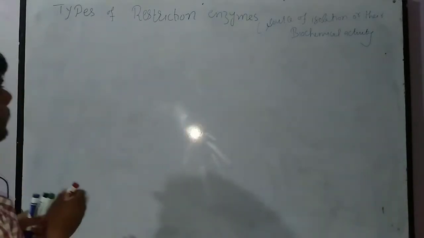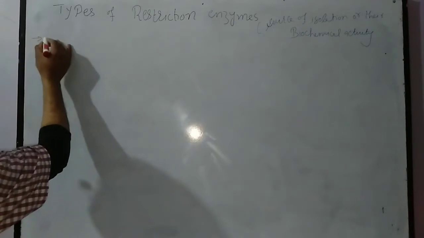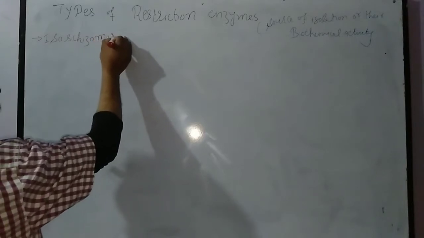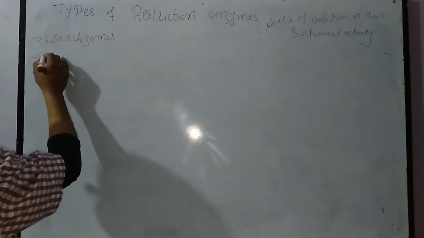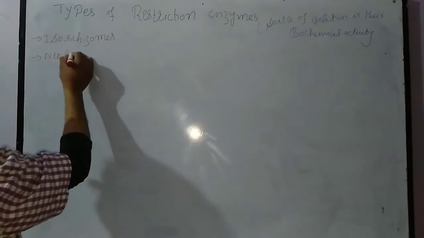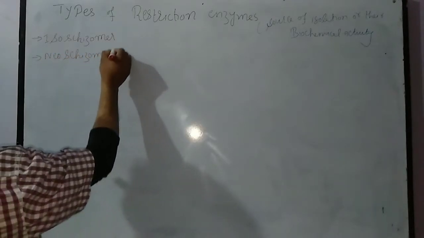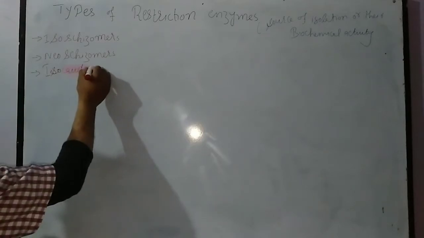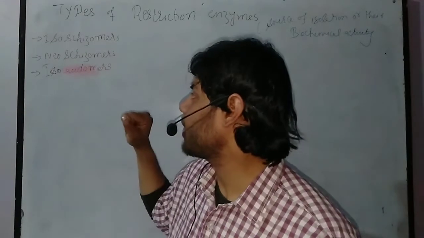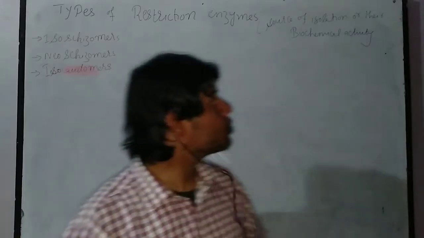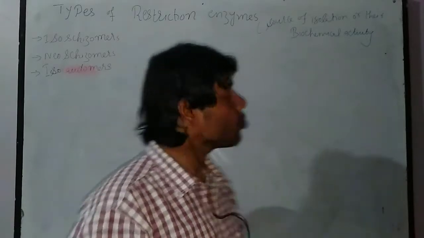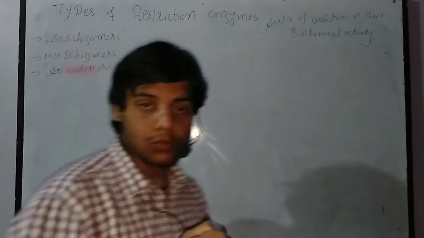So let me write each name. The first we call isoschizomer. Second we have Neoschizomers, and third we have Isocaudomers. Now these are the three main types of the restriction enzyme according to their source of isolation and their biochemical activity. So let's explain the first type, which we call isoschizomer.